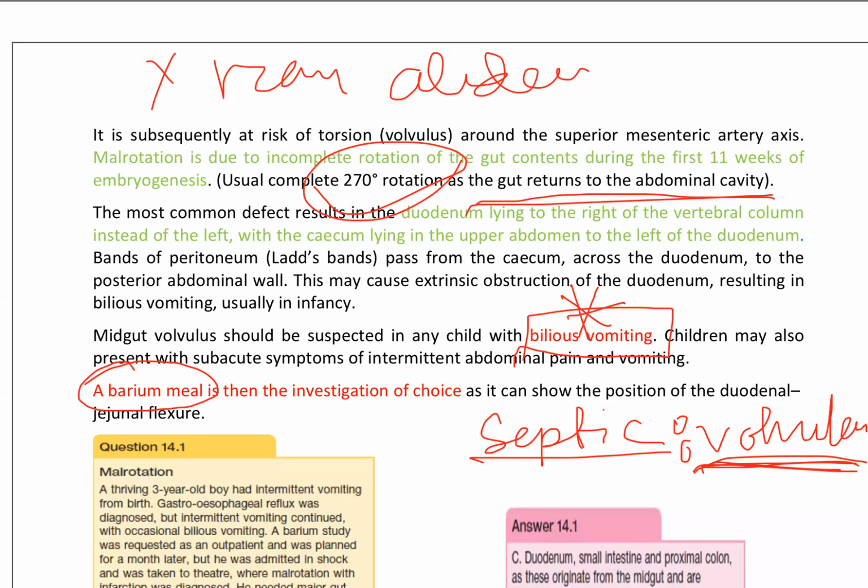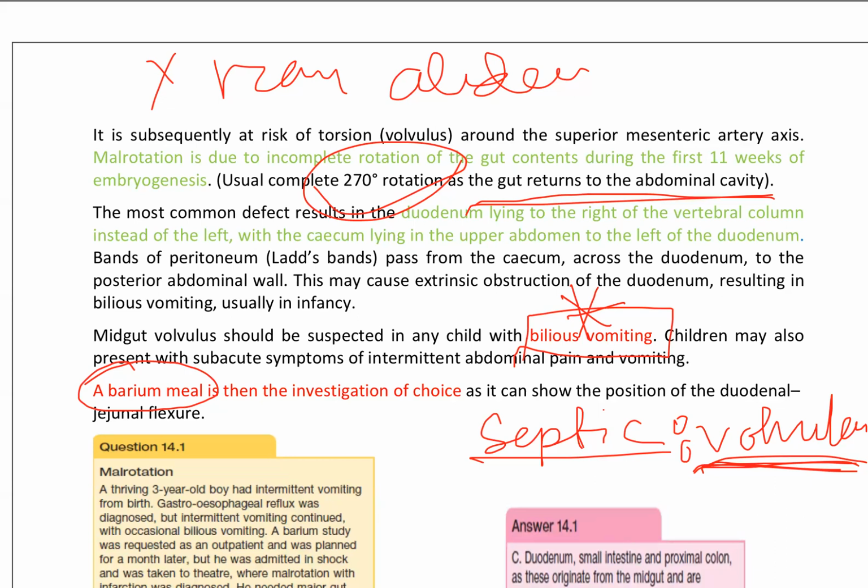So what happens actually here? What do you get? When you do the barium meal, your cecum will not be on the right side. It will go to the left side. You will get some changes, and it can be to the left of the duodenum. Duodenum normally lies to the right of the vertebral column instead of the left.